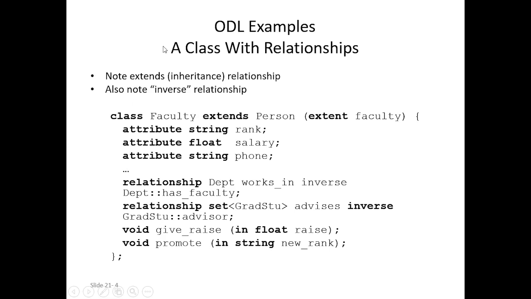And we have another example. As we know, extends is used for inheritance. Also we note that we have inverse here. By specifying these inverses, the database system can maintain the referential integrity of the relationship automatically.